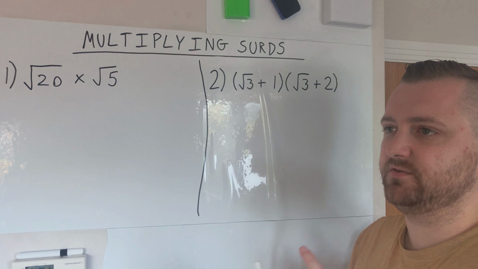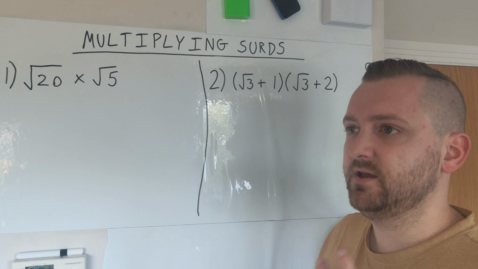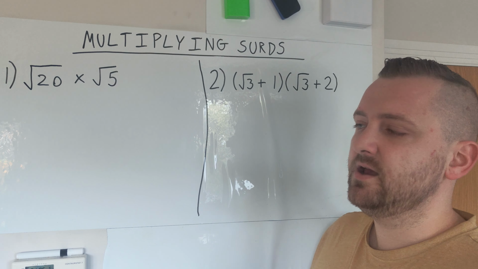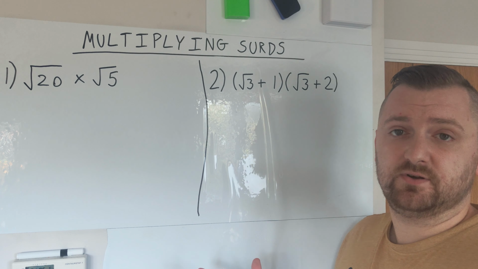For example, 5 times 5 times 5 is 125. So 5 is the cubed root of 125, okay? So those all count as surds. That's what a surd is.